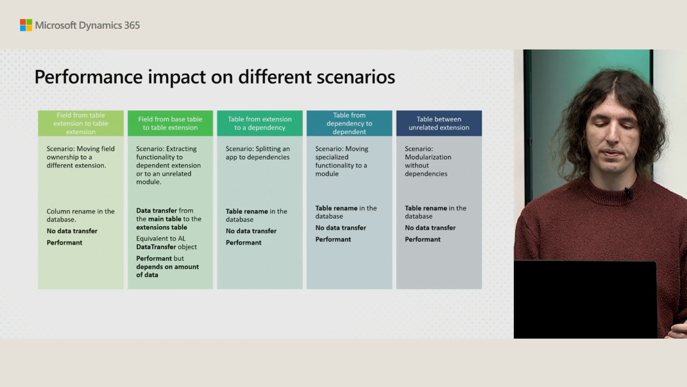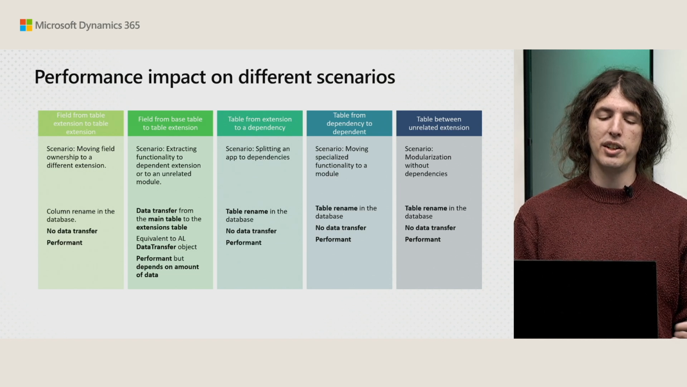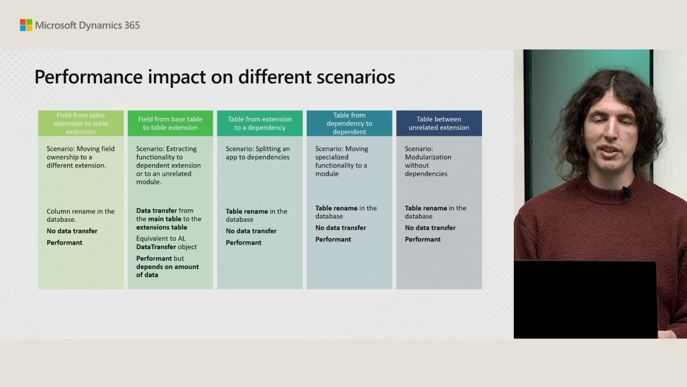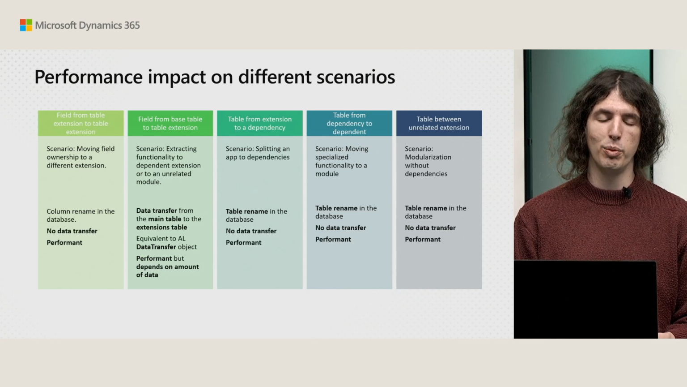If you are, on the other hand, moving tables, it doesn't matter if you are moving from an extension to a dependency app or doing a lateral move. In all cases, this will be done through a table rename in the database, which will cause no data transfer, and it will be extremely performant even for large tables. So moving is suitable even for very large databases.